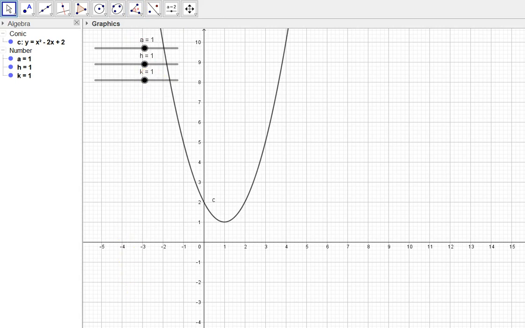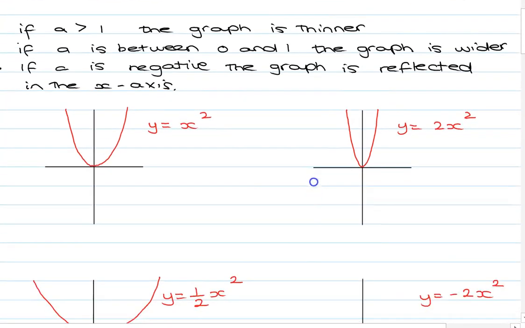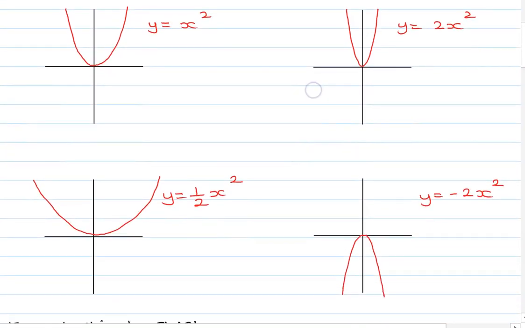Let's make some notes. So we're going to call a the dilation factor, and I've written here that obviously widens or thins the graph out. So I've written if a is greater than 1, then the graph is thinner, and obviously if it's between 0 and 1, the graph gets wider, and then when a is negative, it's actually reflected in the x-axis. And I've done just a couple of sketches of what that looks like and what we discovered when we looked at the GeoGebra slider. And you can obviously pause the video and make some notes.